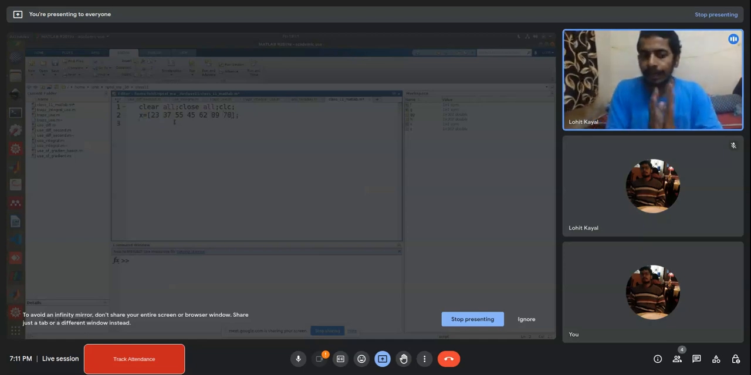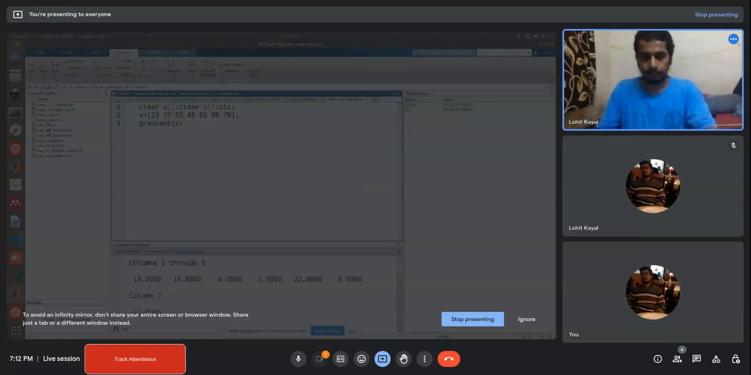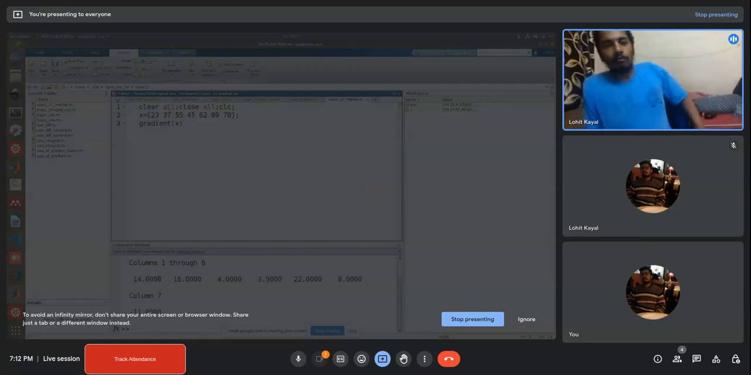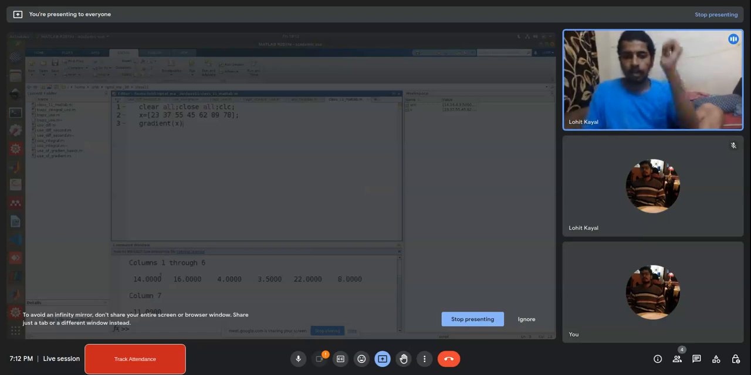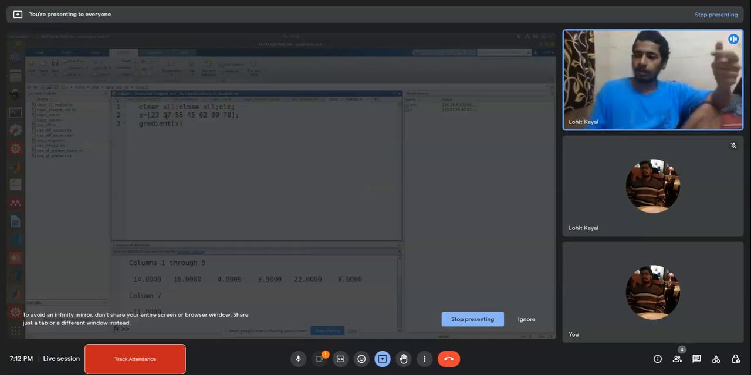Now, if I write gradient of x, what will it mean? Let's just verify that. So see, what is gradient of x? The first number is 14, then 16, 4, 3.5, 22, 8, and minus 11. How are we getting that? Remember that when I am just using gradient of x, it is just finding difference between 2 points, subtraction.